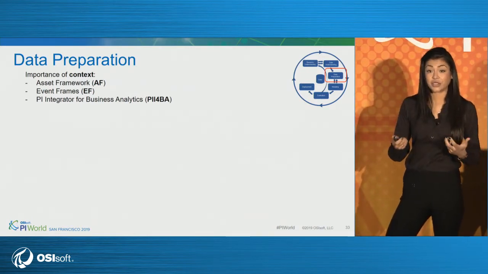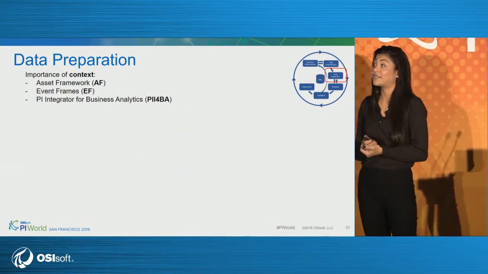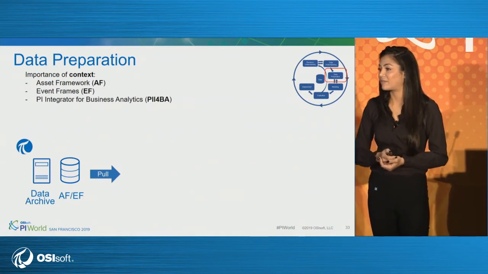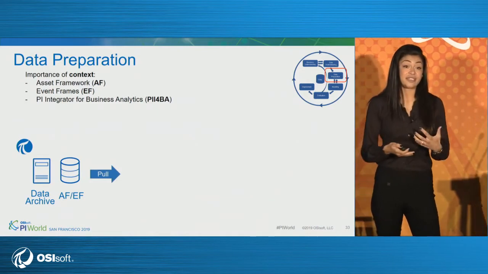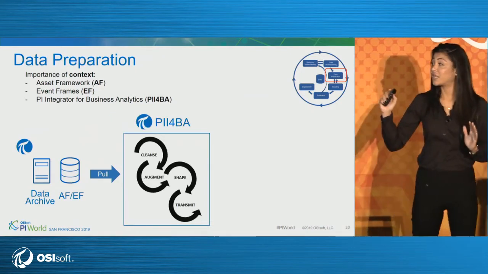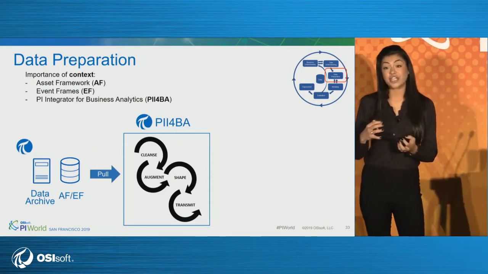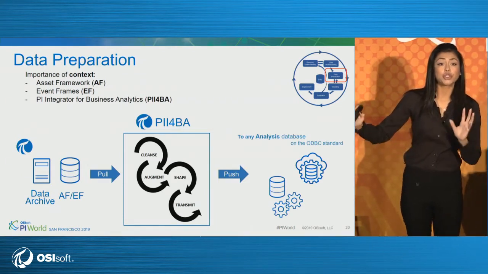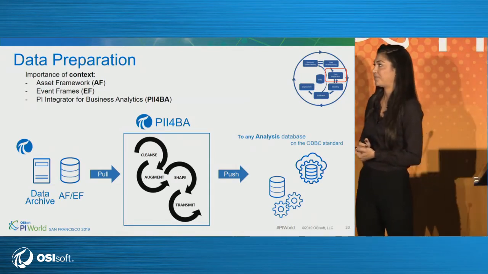Asset Framework contextualizes, Event Frames put those cooks into those events, and then the PI Integrator for Business Analytics allows you to clean it. So here is a small little diagram. You'll have your data that lives in the data archive in your historian, then using AF, as I said, adding context, and event frames systematically tracking your cooks. Then using the PI Integrator for Business Analytics, you have it clean, augment, shape, and then transmit that data into whatever third-party application you're using to do the model itself. So it can really save you a lot of time when it comes to the cleaning.